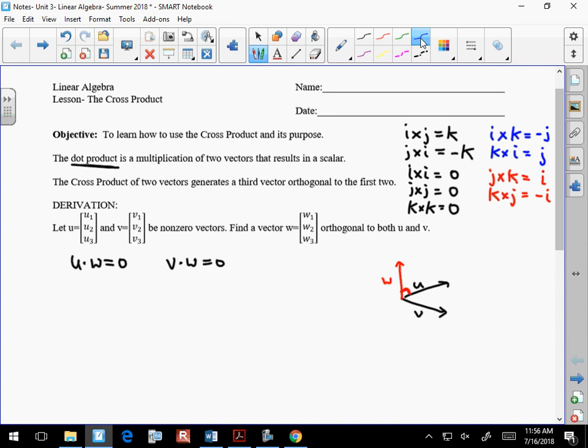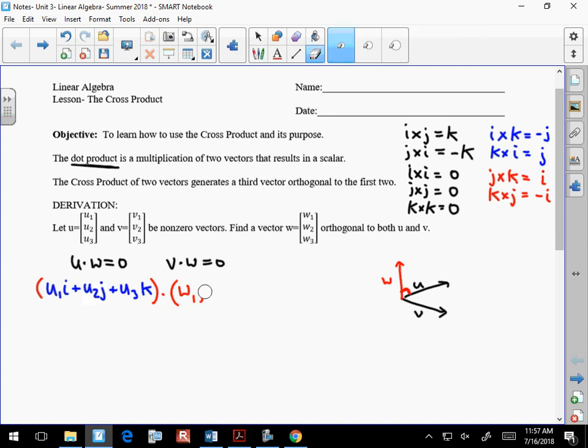I'm going to write it in IJK notation. Right, so u is really u1 i plus u2 j plus u3 k. And w is w1 i plus w2 j plus w3 k, and that's going to be equal to 0.